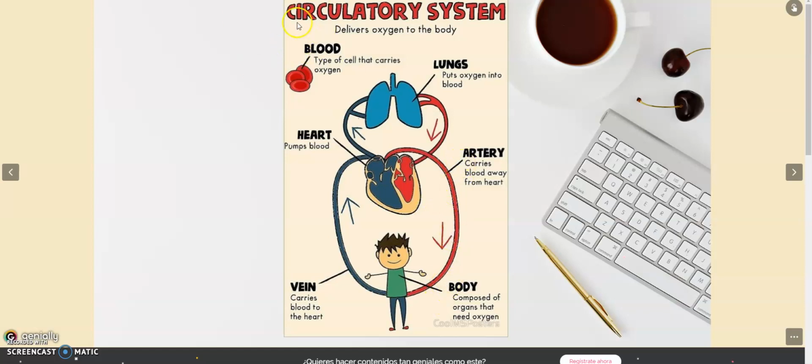Okay, so these are the parts of the circulatory system. Can you please draw and copy this picture in your notebooks? Very good. If you have already done that, we can continue.